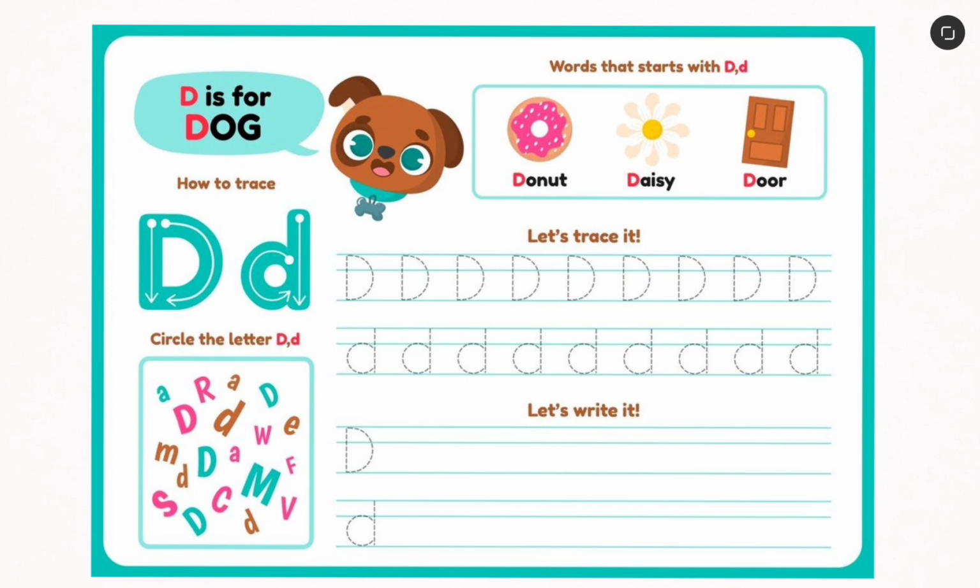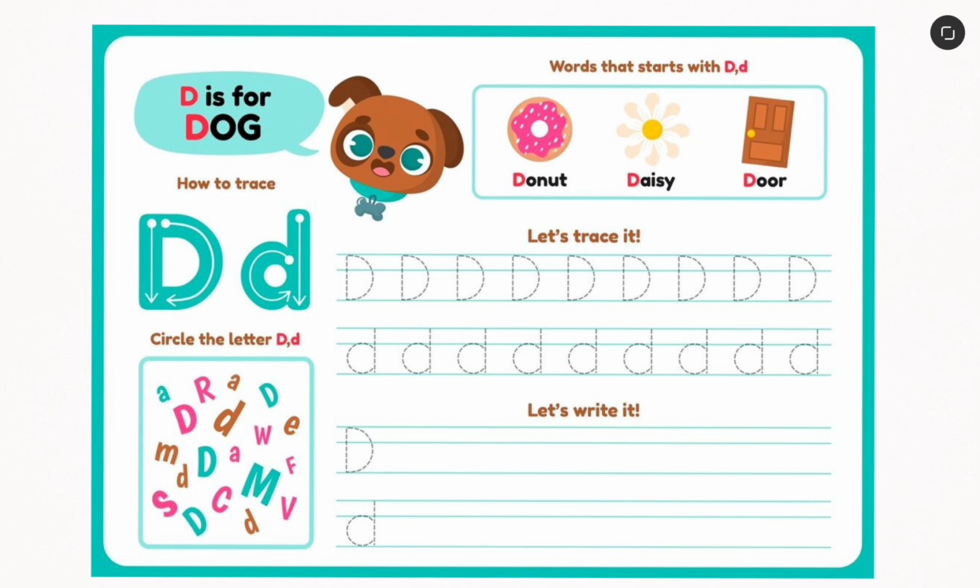In today's video, we want to learn how to write the alphabet D. Now the alphabet D is the fourth alphabet in the English alphabet. So if we start from A, B, C and D, the fourth alphabet. Now D stands for a lot of words. We have D for dog, D for donut, D for dice, or D for dog.